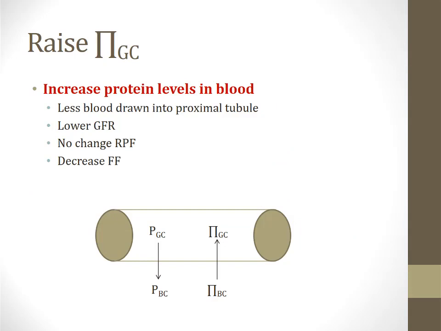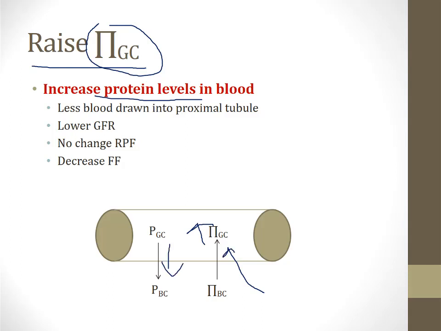What if we change the oncotic pressure pi G sub C in the capillary? We can do this if we increase protein levels in the blood. Remember, proteins, especially albumin, are very important for generating that oncotic pressure pi G sub C. If we raise this pressure, that will draw more fluid into the capillary and resist the movement of fluid out of the capillary. That is going to reduce the GFR.